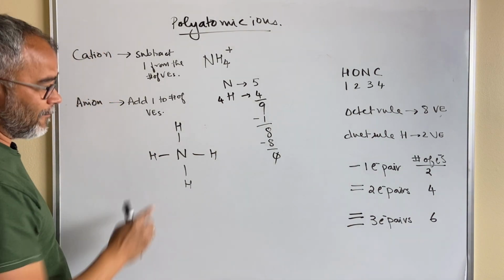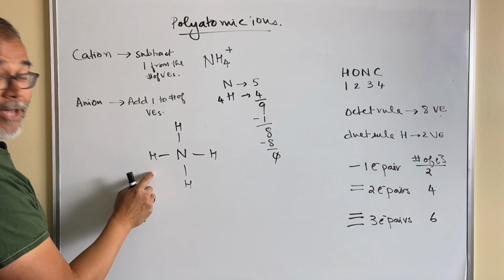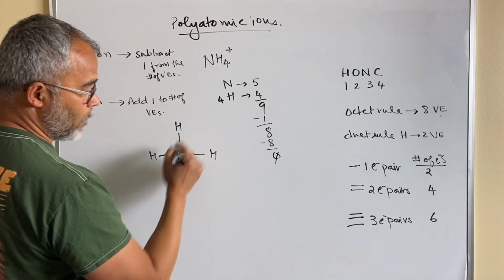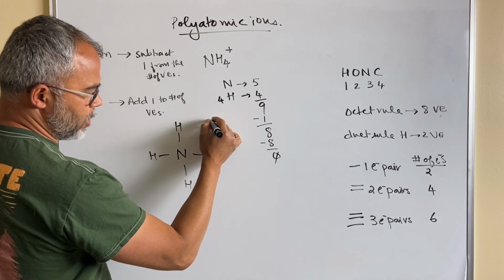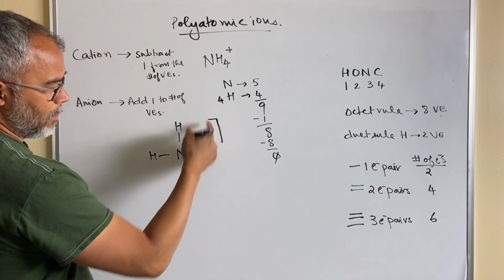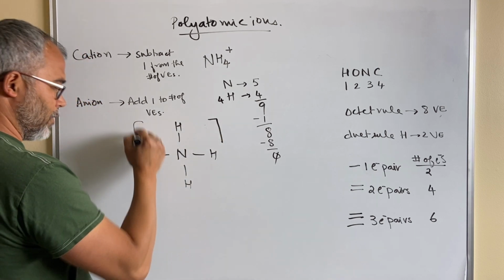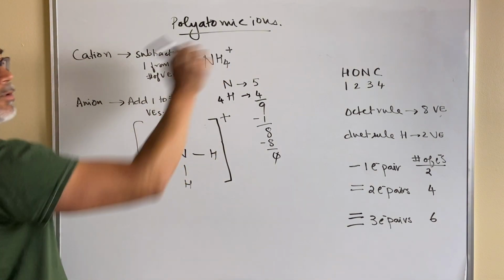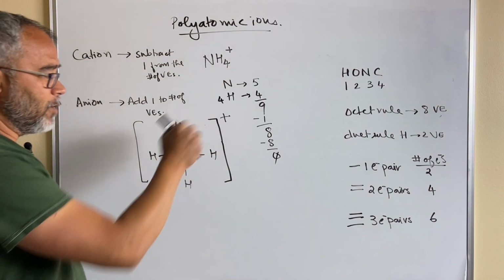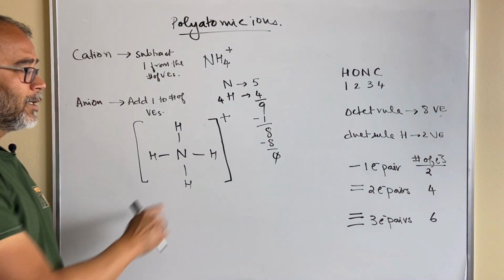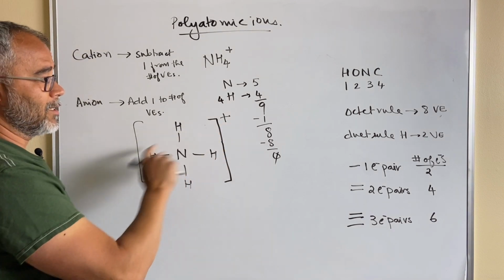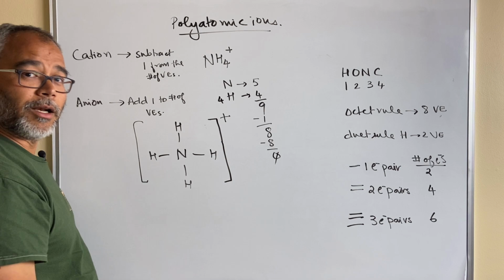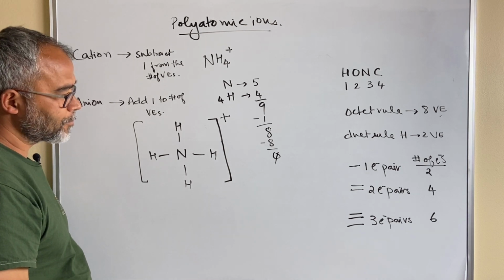Done. We have nothing left. Everyone's happy, by the way. Each hydrogen has a duet and the nitrogen has an octet. So once you're done with that, you put a little bar like that, or you can put a square bracket, up to you, and put the positive charge outside of it. Okay. Once you put the positive charge outside of it, that's basically denoting that this is a polyatomic ion and that charge sits on this entire species.